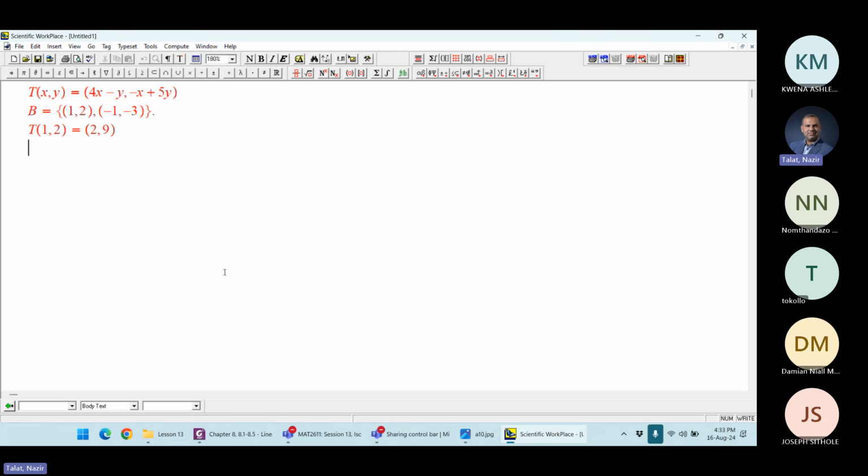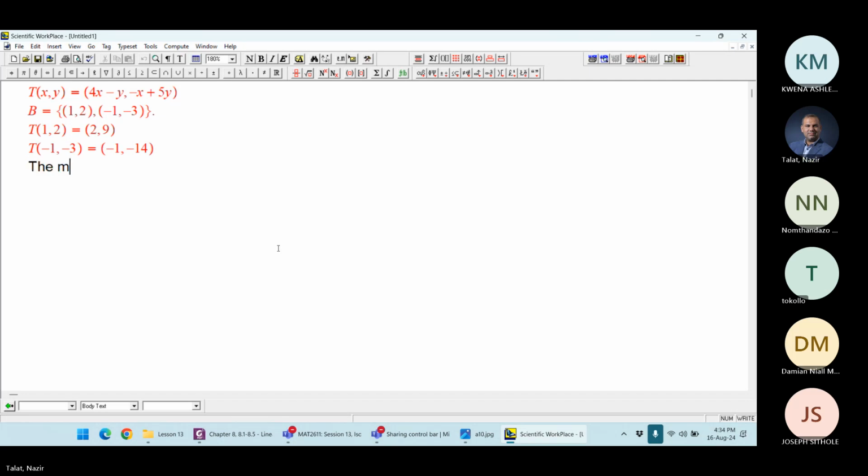So this is the first entry, and if you apply T again on the second, (minus 1, minus 3), then if we plug this value in the mapping, one can see that it will be minus 4 plus 3, which is minus 1. Again, if we put this value over here, then it will be plus 1 minus 15. That gives us minus 14.